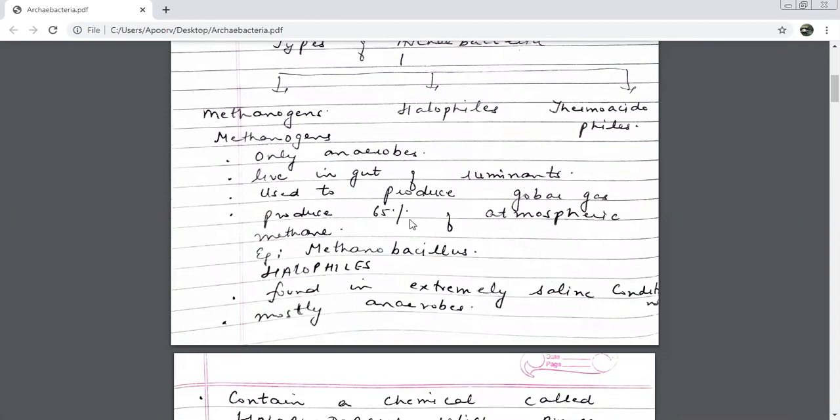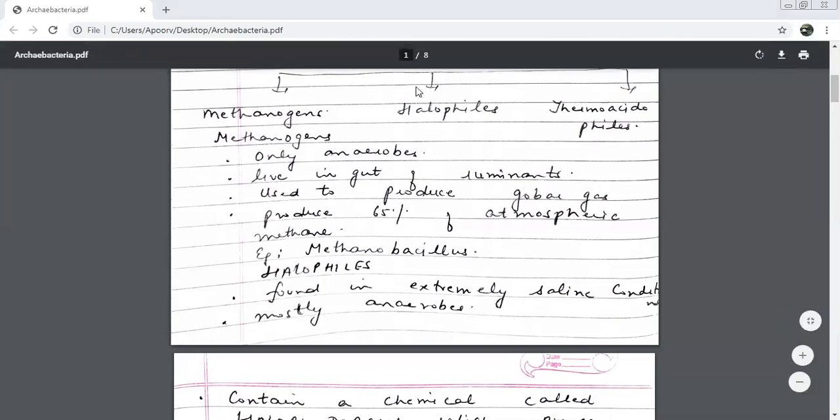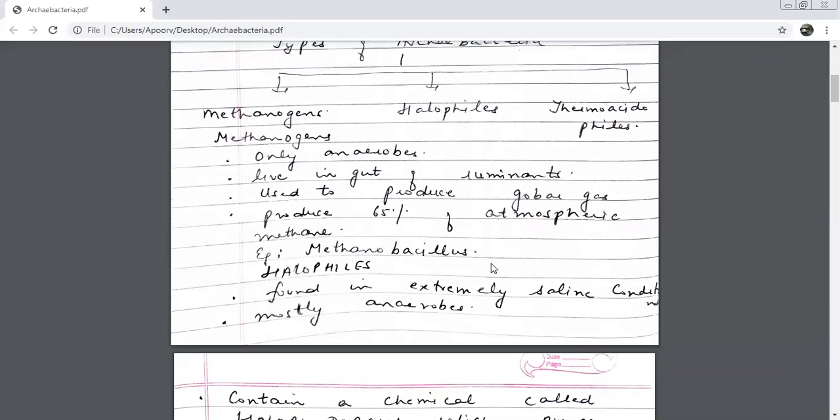They produce gobar gas; commercially, we can use them to produce gobar gas. 65% of atmospheric methane is produced by these methanogens only. The example is methanobacillus. These are the main things about methanogens. Number one, they are only anaerobes. Number two, they live in the gut of ruminants. Number three, they help produce gobar gas. Number four, 65% of atmospheric methane is produced by methanogens. And an example of a methanogen is methanobacillus.